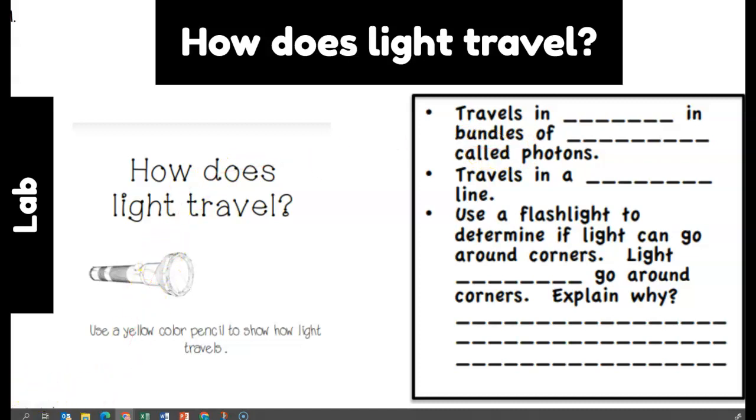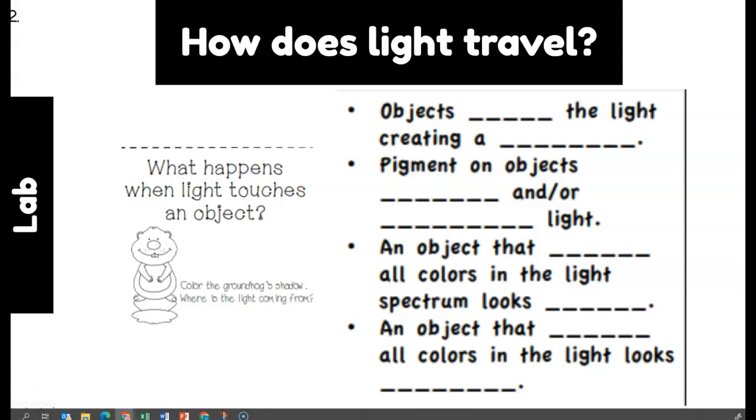The next activity is looking at a shadow, okay? What happens when light touches an object? You're going to color the groundhog shadow, but you also need to add where the light is. If the shadow is here, where is the light if the light is hitting this object, right? And then see if you can answer these questions.